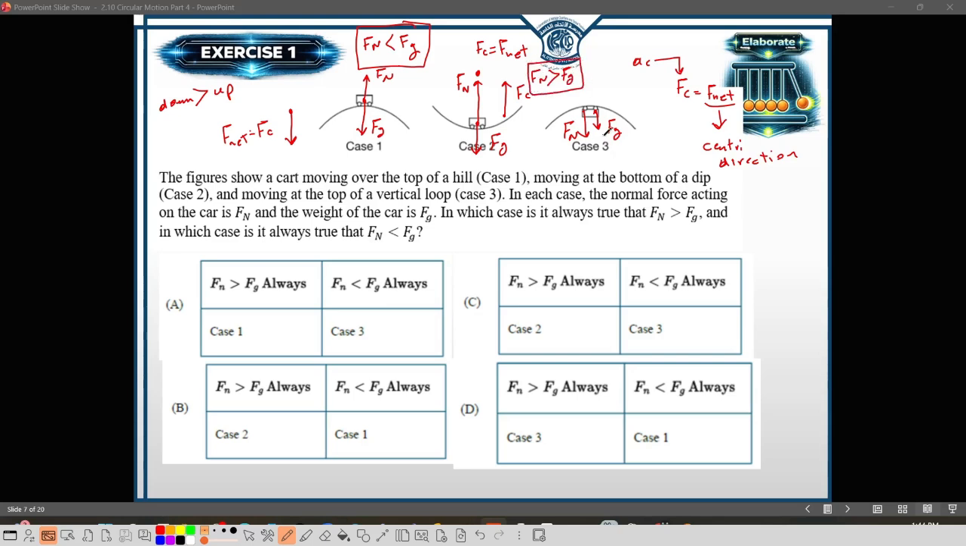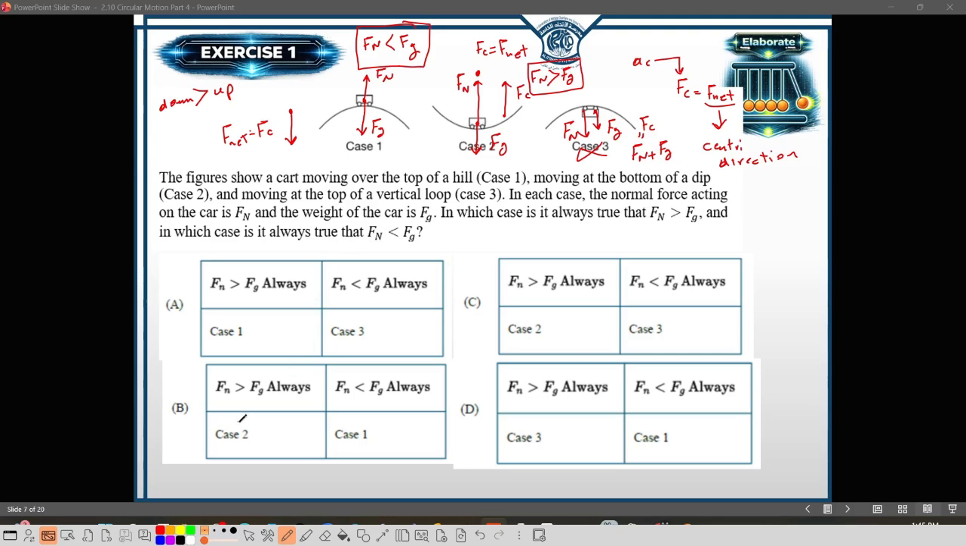Now for the last case, one can never know whether Fn or Fg is greater, because both of them will make up the centripetal force. The addition of both of them will give me the centripetal force, but with this information, one can never know which one is bigger than the other. So it's not always true. So case 2 is always going to be Fn greater than Fg.